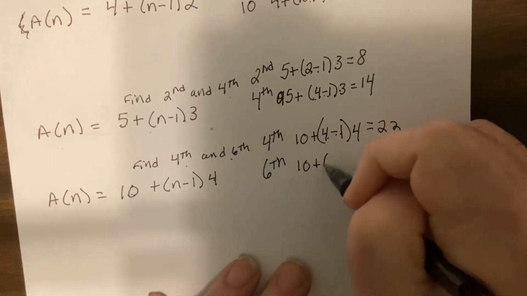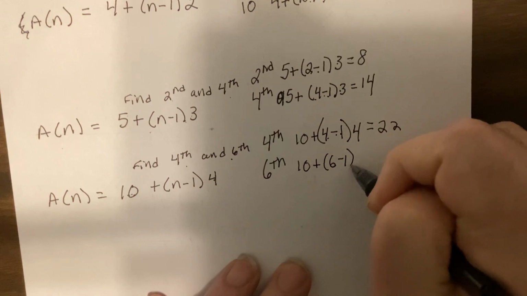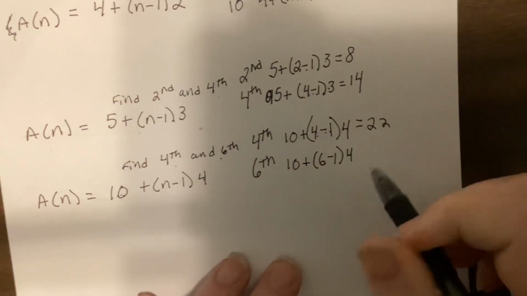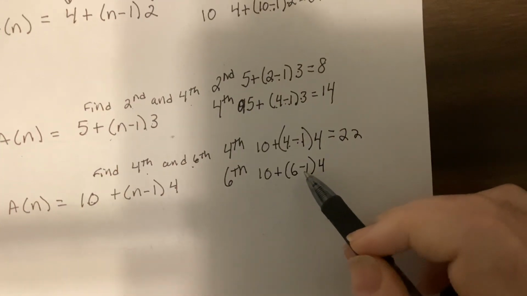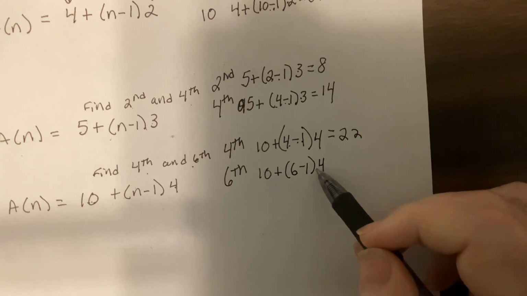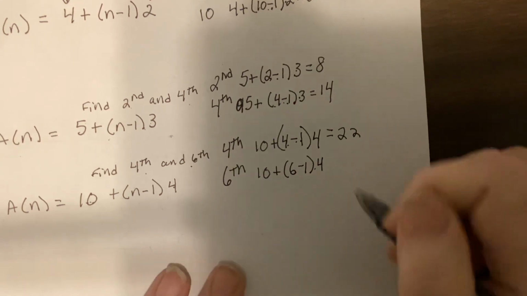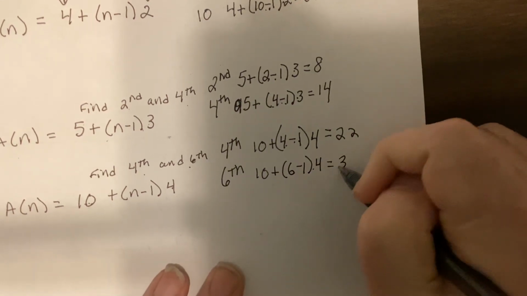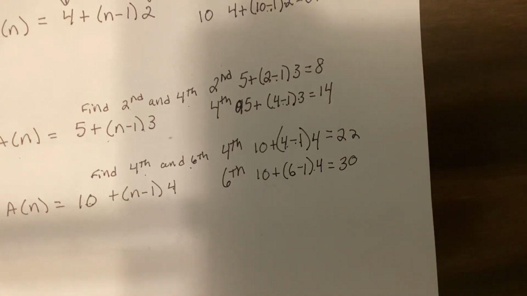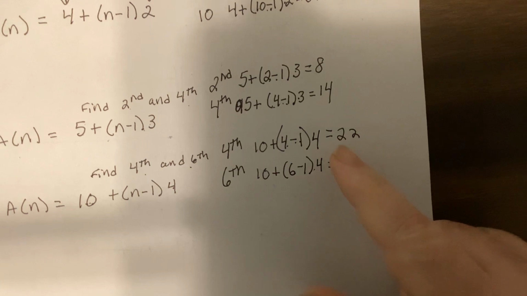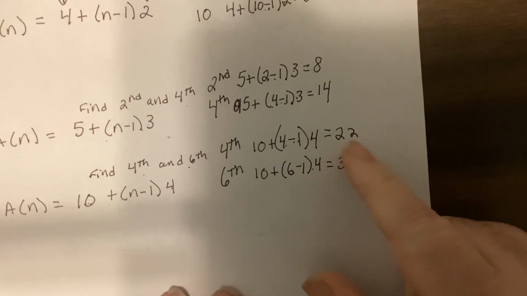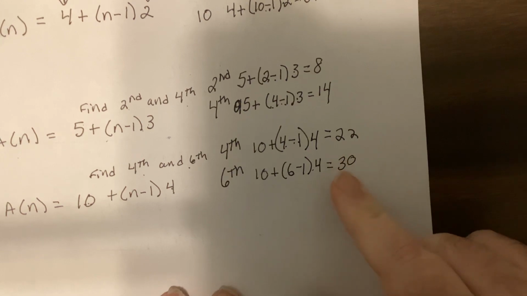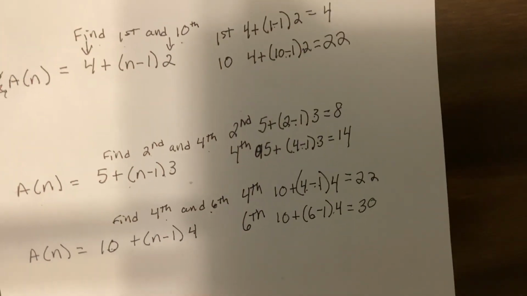10 plus 6 minus 1 times 4. 6 minus 1 is 5, times 4 is 20, plus 10 is 30. Because we're adding 4, the fifth spot, 22 plus 4 is 26. Then the sixth spot is 30. We're adding 4 each time.